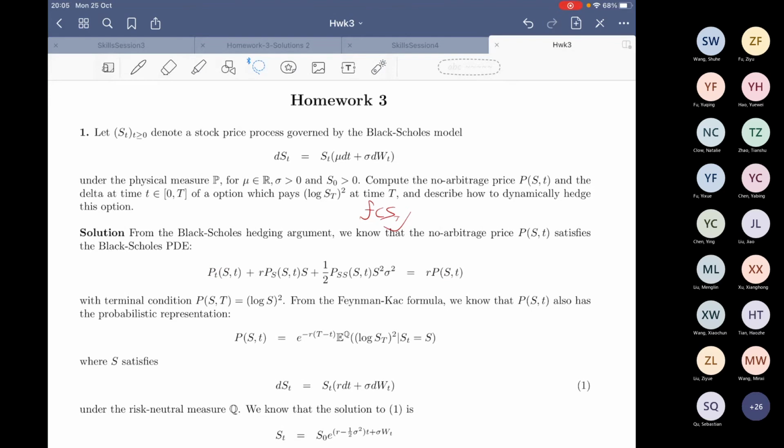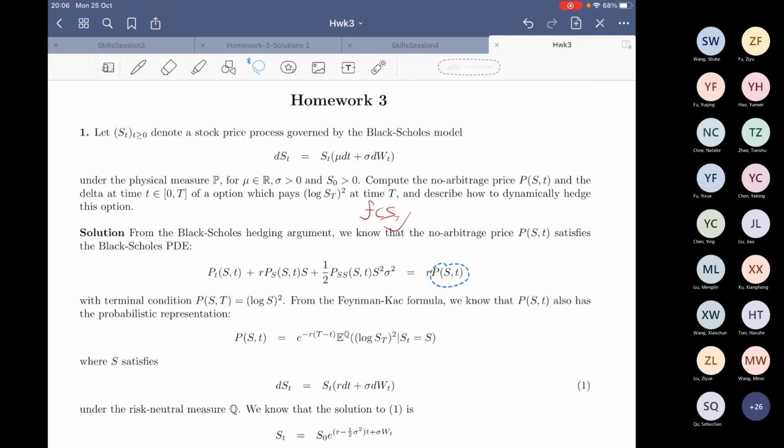From the Feynman-Kac formula, we know that it's the discounted value of the expectation under Q of the log of S_T squared payoff, given that the current stock price is there. I did say something like this earlier, didn't I? You should always keep in mind that that's the actual meaning of P(S, t).